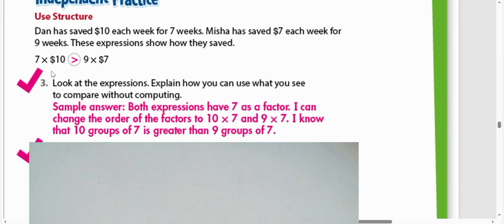Both expressions have 7 as a factor. I can change the order of the factors to 10 times 7 and 9 times 7. I know that 10 groups of 7 is greater than 9 groups of 7.